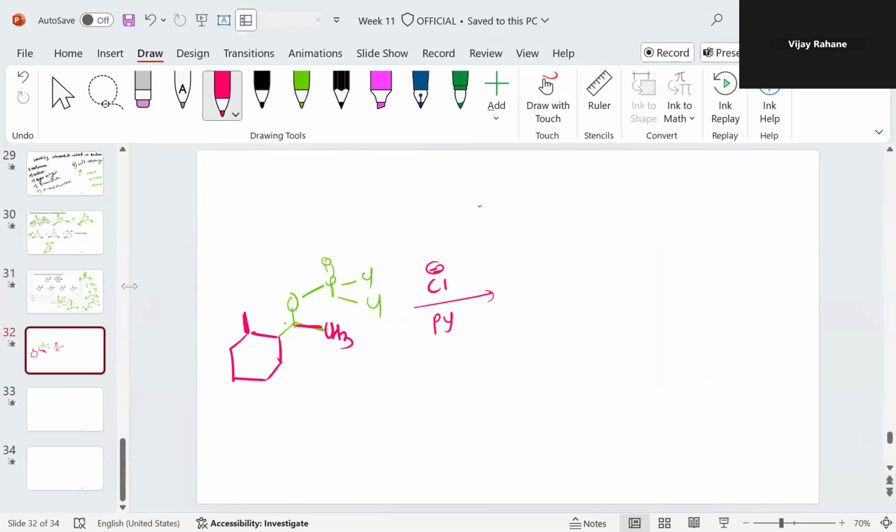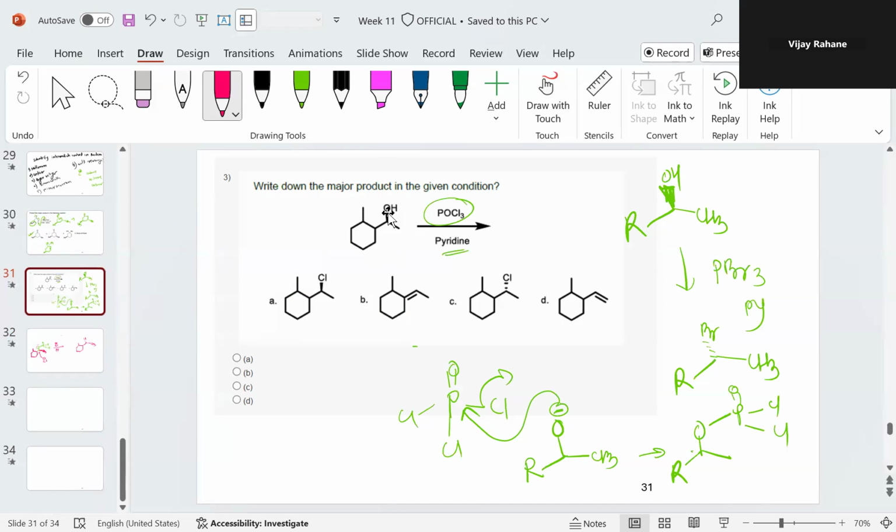So the Cl negative can attack on this position, so this entire group will get eliminated. This is the one possibility, and we get the product with inverted configuration with the Cl group. Because if you look at the starting material, which has the OH directing beta, the product might be this one, which has the Cl directing alpha, that's with the dotted line.